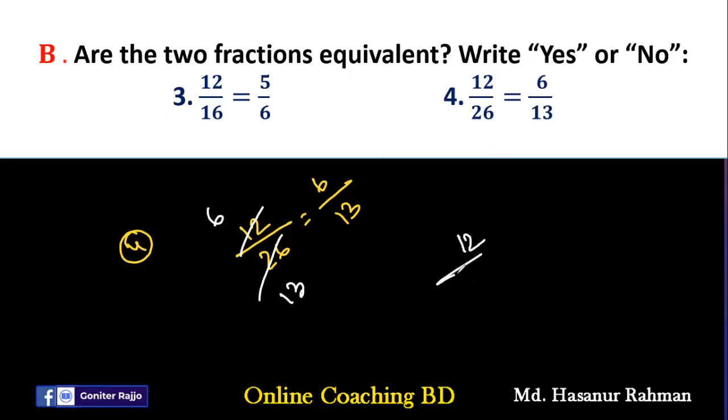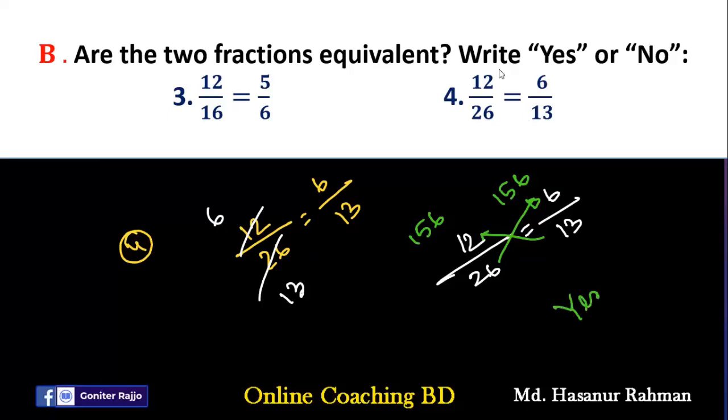And we can solve it in another way. Suppose we multiply this numerator by this denominator. Look, 6 multiplied by 26. 6 6s are 36. We have 3. 6 2s are 12 plus 3, 15. And 12 multiplied by 13. Then you will get 156. That means this number 4, 12 by 26 equal to 6 by 13, is an equivalent fraction. So the answer is yes. Now number C.